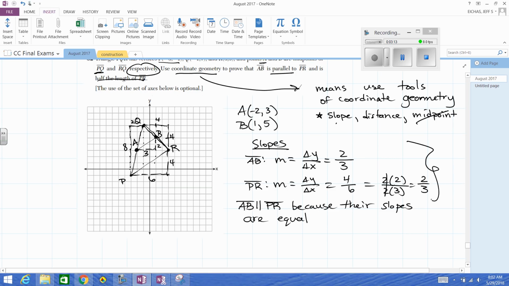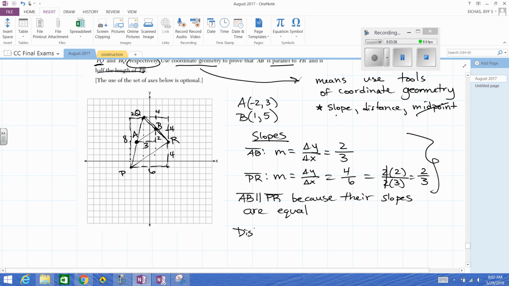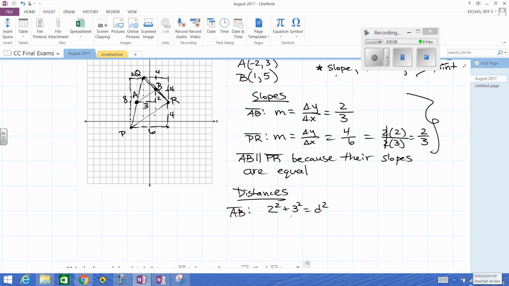So we do the calculation right here, then we tell what that calculation gives us. All right, so I've just proven AB is parallel to PR. Now I got to prove half the length, so I'm going to calculate distances. First for AB, it is going to be 2 squared plus 3 squared equals d squared. That's the change in y and the change in x, using the Pythagorean theorem to get the length. That's 13. Take the square root of both sides. So AB has a length that's the square root of 13.